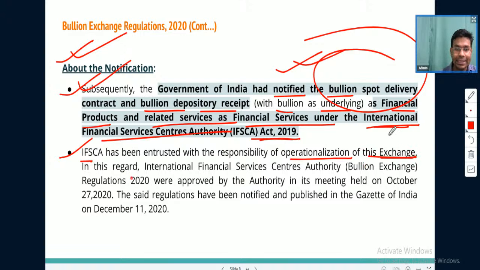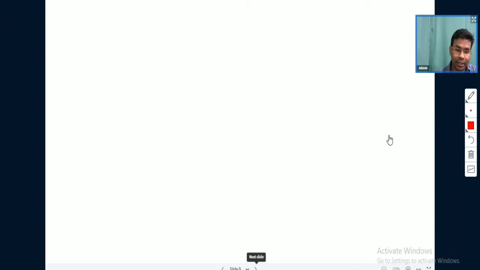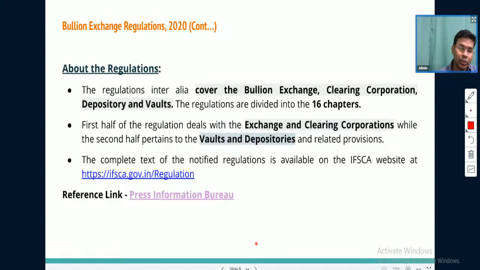exchange. In this regard, the International Financial Services Centers Authority Bullion Exchange Regulations 2020 were approved by the authority in its meeting that was held on October 27, 2020. The said regulation had been notified and published in the Gazette of India on December 11, 2020. So let us understand about the regulation.